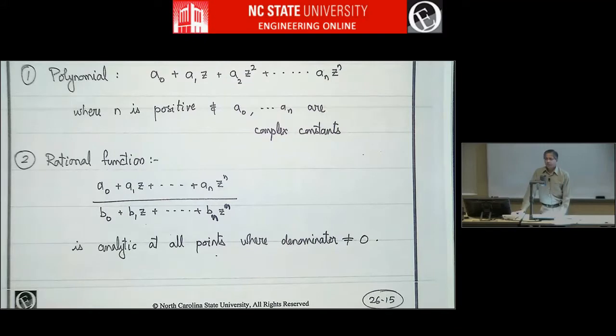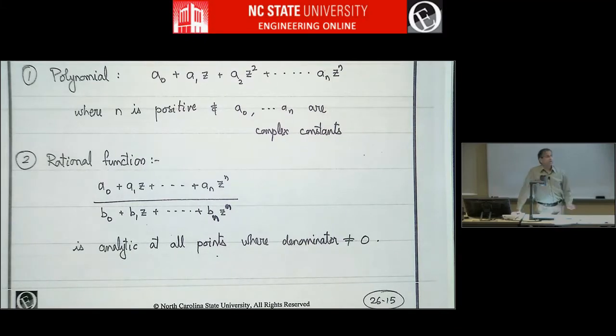A rational function is also an analytic function as long as the denominator doesn't go to 0. So you have a complex polynomial function in the top divided by another complex polynomial function of z. That's analytic.